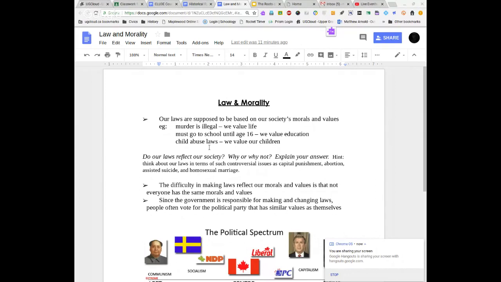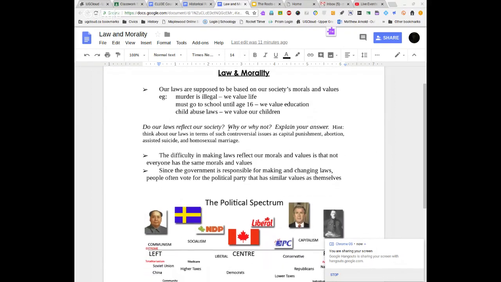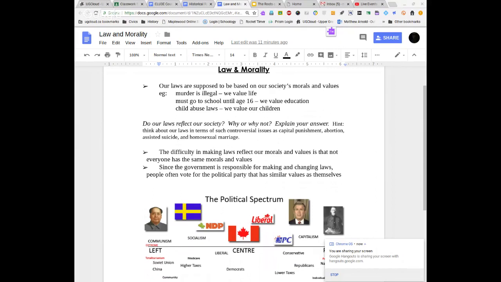So here it is. Our laws are supposed to be based on values and morals from a society, and we'll talk about that more in class. For instance, if murder is illegal, we value human life. School children must go to school until age 18. In fact, that was changed a little while ago. And with child abuse laws, we do value children as well. You have to ask yourself when you're looking at the laws of other societies, do they reflect society? And the other thing about law is that oftentimes morals or values will change over time, and Canadian law is balanced out to reflect those changes in values or morals over time.